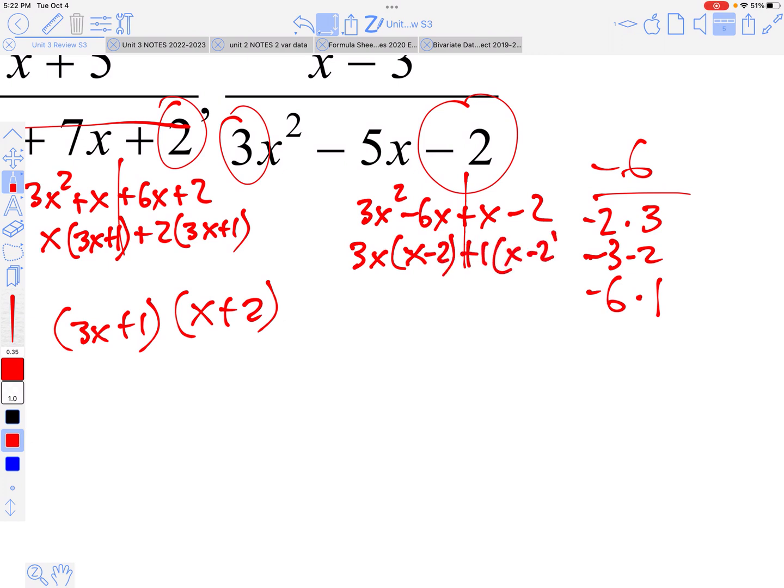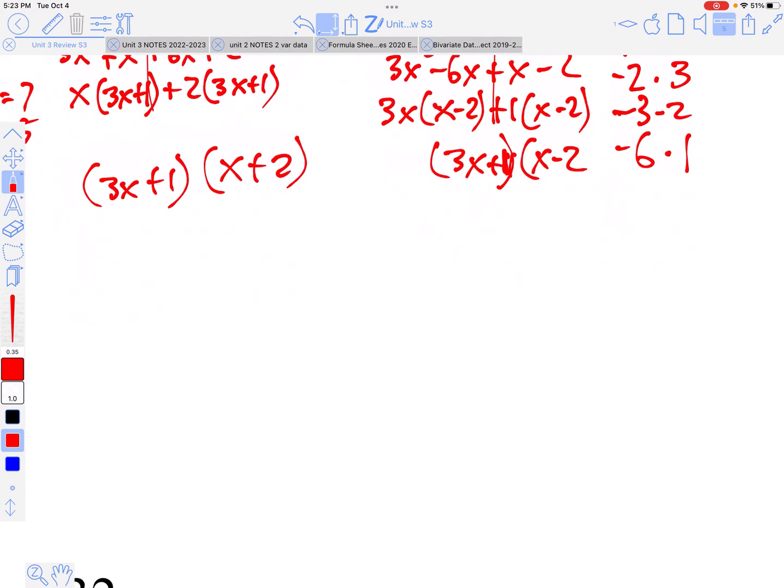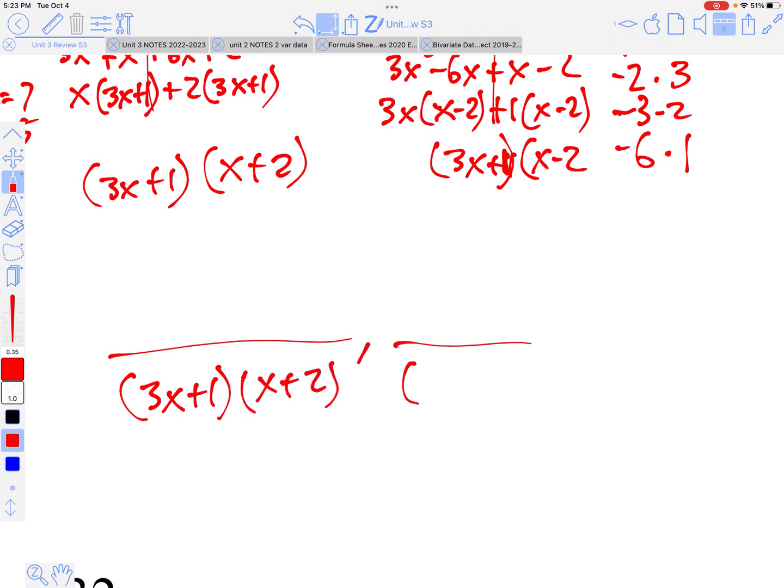And then x minus 2 doesn't have a GCF. So I have 3x plus 1 times x minus 2. All right, so kind of ugly, so I'm going to rewrite it. I don't care what's in the numerator because we're just finding the least common denominator. So I'm not even going to rewrite it.